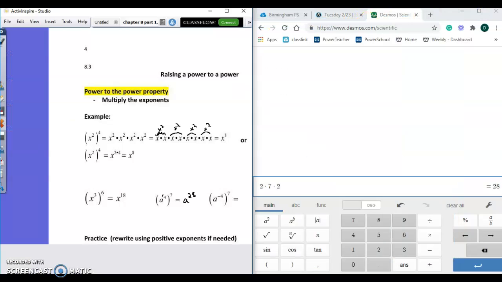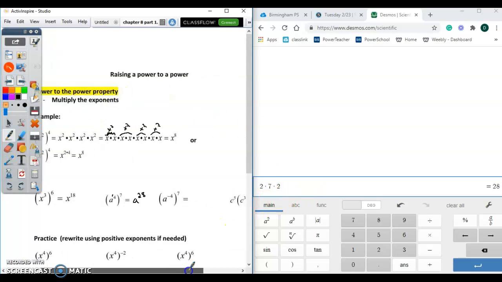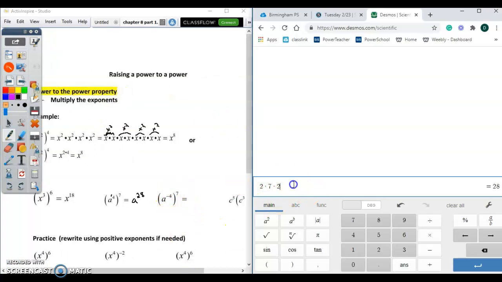Make sure you're using your calculator to double check these. So a to the negative 4 times 7, just think of it as negative 4 times 7, that gives us negative 28. A to the negative 28, and then if we make this positive, we move it to the bottom of the fraction. So a to the 28th with a 1 on top, right?